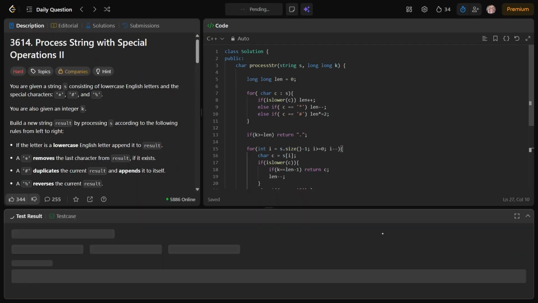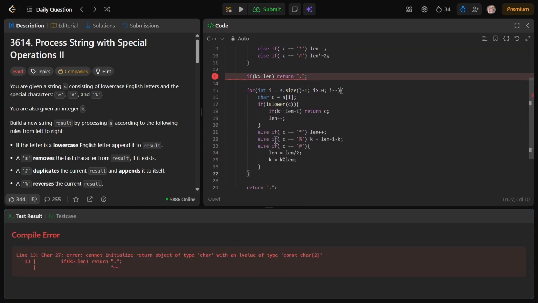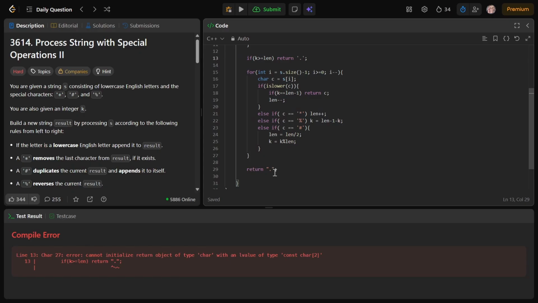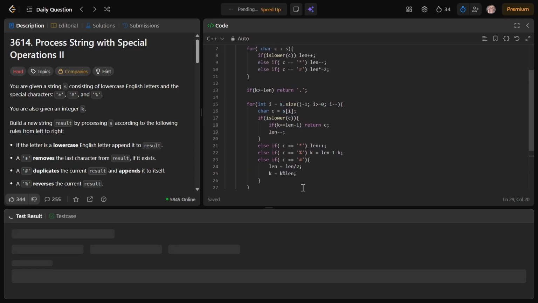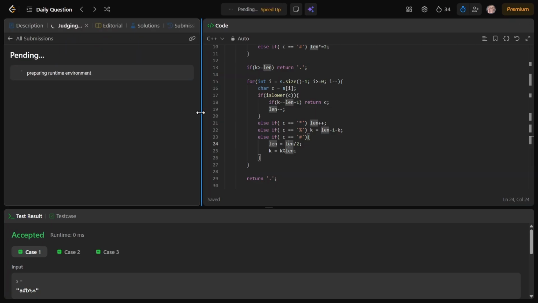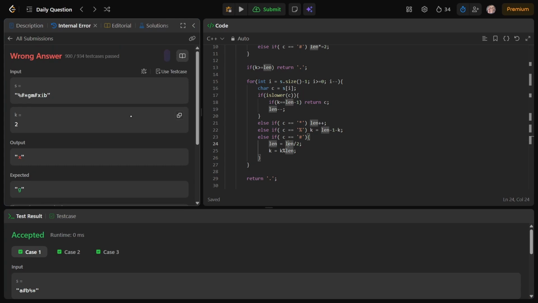So let's run the code and see if we got any error. Yeah, we have to return a character, not a string. Okay, so we got some test cases passing. So let's submit the code and see if all our test cases pass. Oh, hold on. Expected the output X. So what might be the issue here?